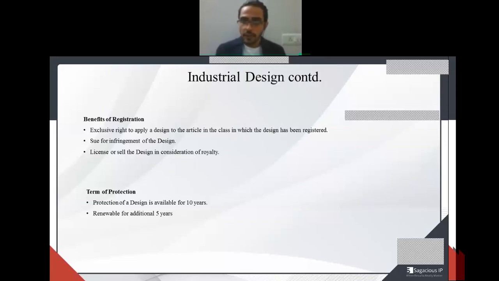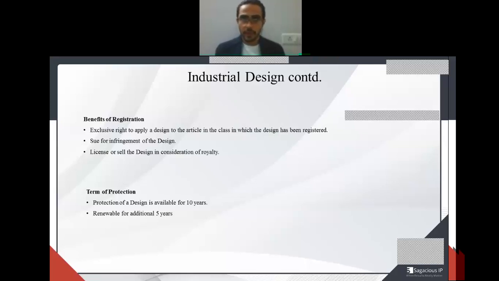And in consideration of that, you will get a royalty fee where you can license or sell the design to someone who's interested in your uniquely shaped design of a product. The protection of the design is available to you for 10 years initially, but the same can later be renewed for 5 years. And after that, the design protection ends.